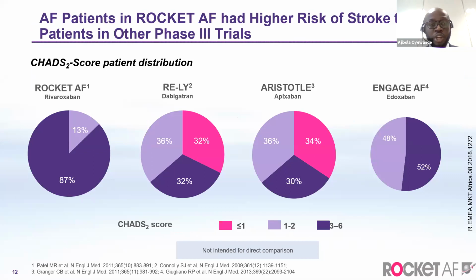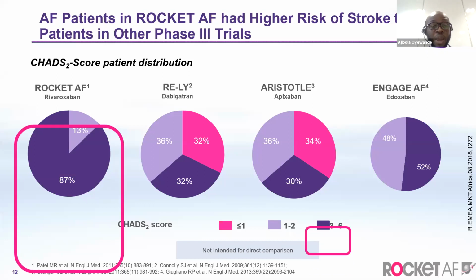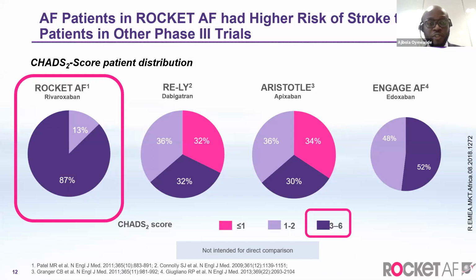Now, in other phase 3 trials in which other NOACs have been used, comparing, say, rivaroxaban versus dabigatran, we will see that the patients in the ROCKET AF study were a lot sicker when we look at their CHADS score, with risk factors with a score of 3 to 6.